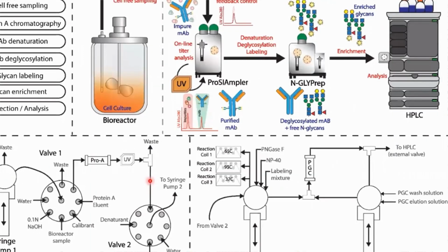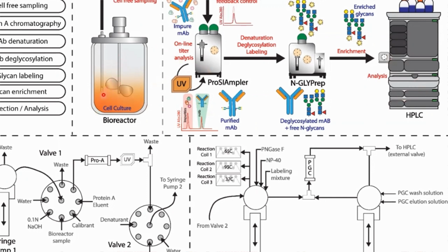Now, this brings us to the actual N-GLYcanyzer PAT system and what it looks like. We already talked about the N-GLYcanyzer workflow, right? We have sample resampling, Protein A chromatography, denaturing the antibody with surfactant and heat, deglycosylating at 37 degrees in the presence of PNGase F, the enzyme that removes the glycan off the antibody, labeling it, in this case with 2AB and 2-picoline borane, and then enriching it with a PGC column before injecting and analyzing it using HILIC chromatography.